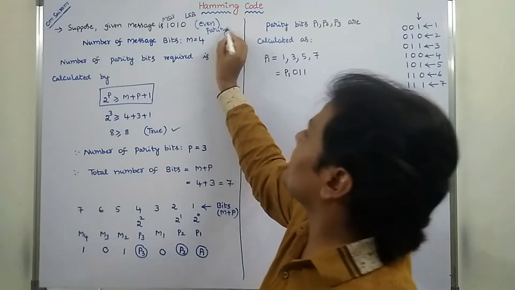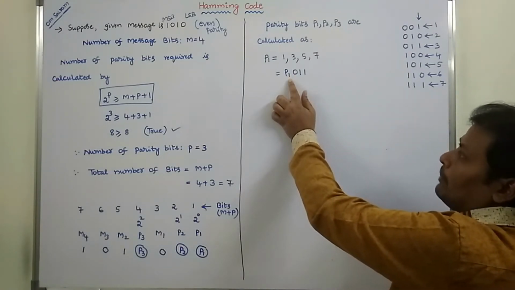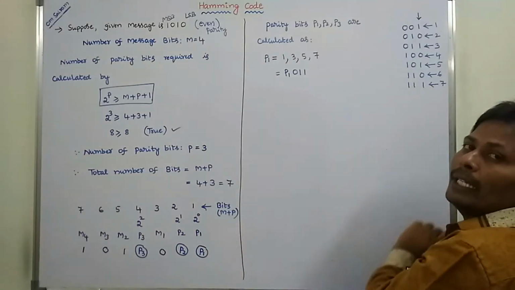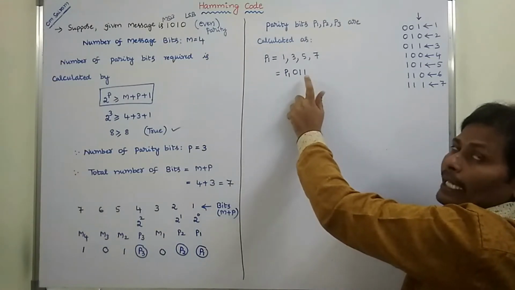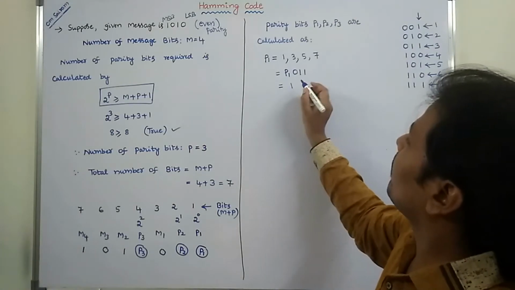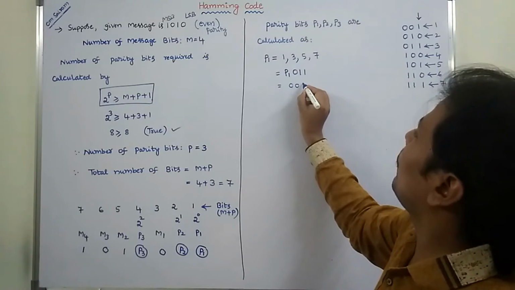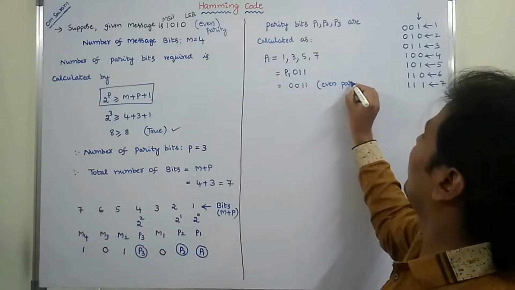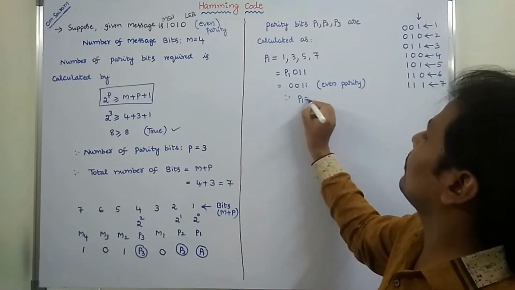So based on that even parity, what is the value of P1? Suppose in this message P1 0 1 1, how many ones are there? 2 ones are there. It is already even parity, so P1 is equal to 0. So therefore 0 0 1 1. So this is an even parity. So therefore P1 is equal to 0.